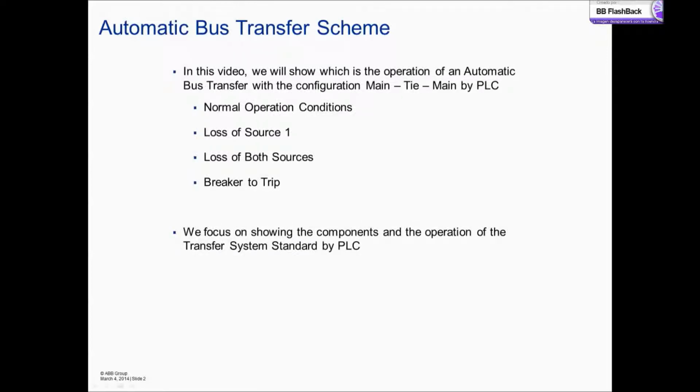Typically, an automatic transfer scheme is done with traditional relays, but this time we will show the automatic transfer scheme with the PLC. In the main-tie-main configuration, the sequence of operation is normal operation condition, loss of source 1, loss of both sources, and breaker to trip. We focus on showing the components and the operation of the transfer system standard by PLC.